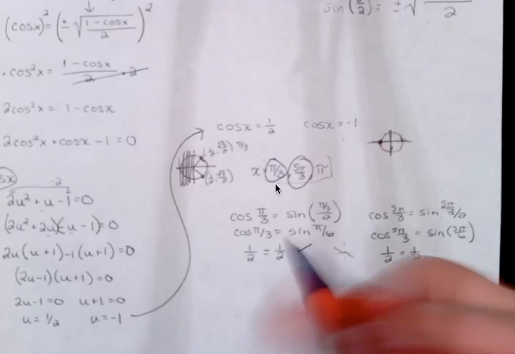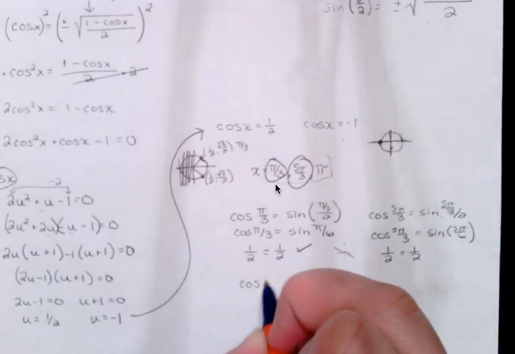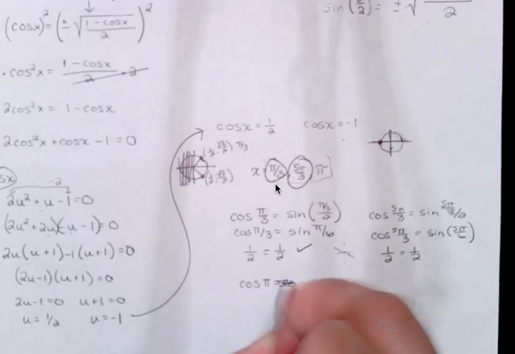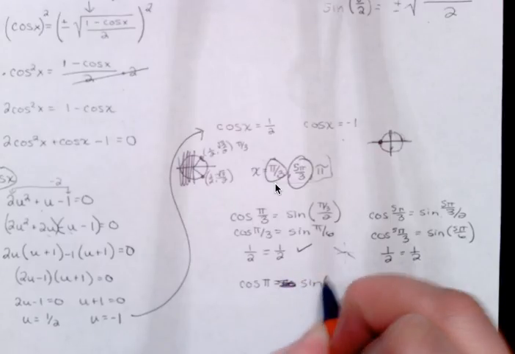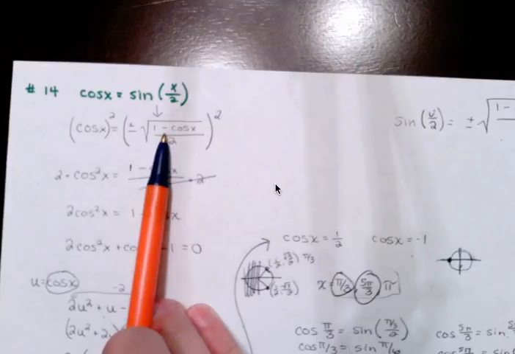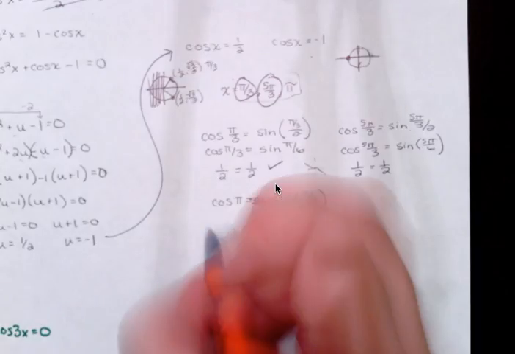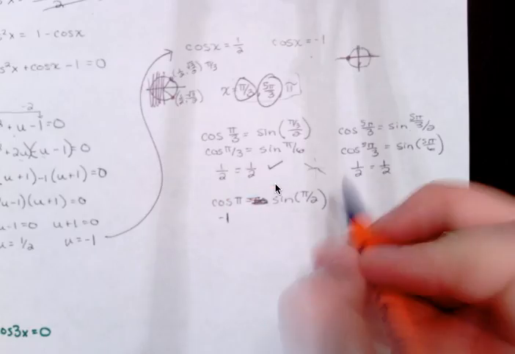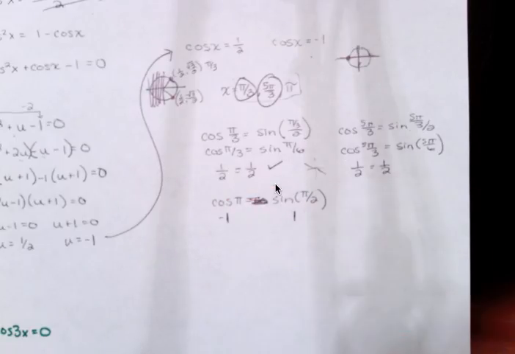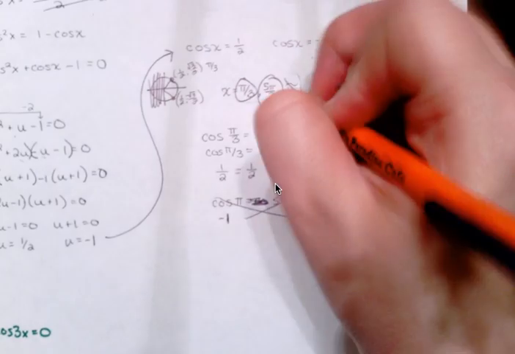So then I've got to check my pi. So I get cosine of pi is equal to sine of pi divided by 2, because I'm just plugging it into my original equation up here. I know cosine of pi is negative 1. Sine of pi over 2, though, is 1. Those are not equal, so that one doesn't work.